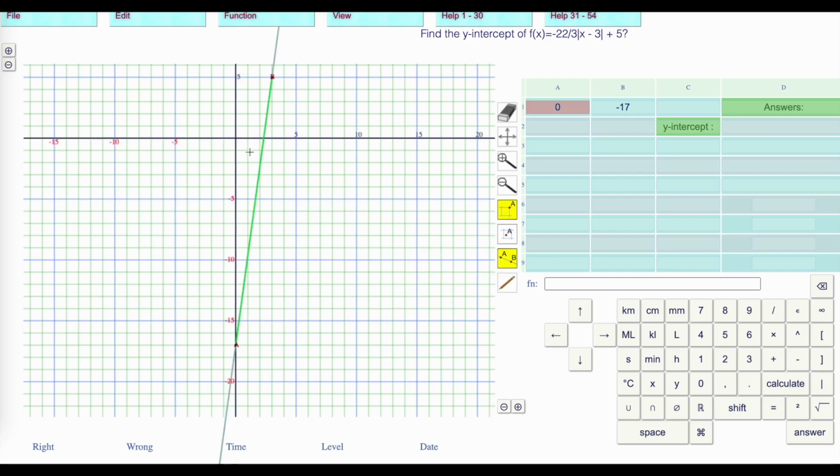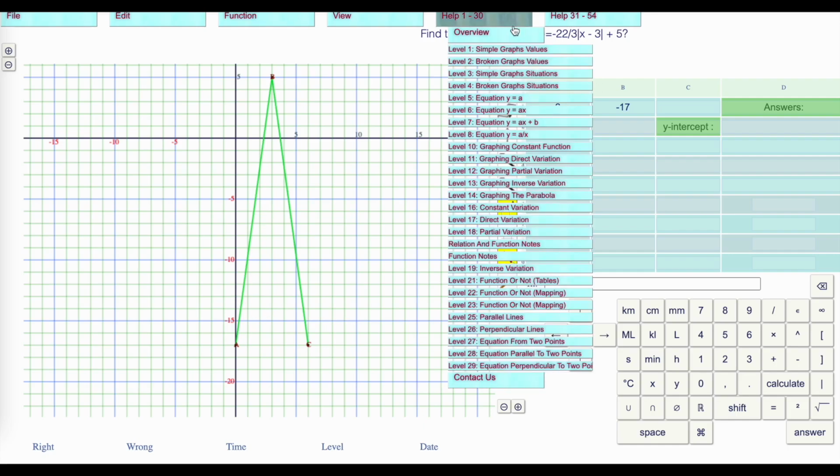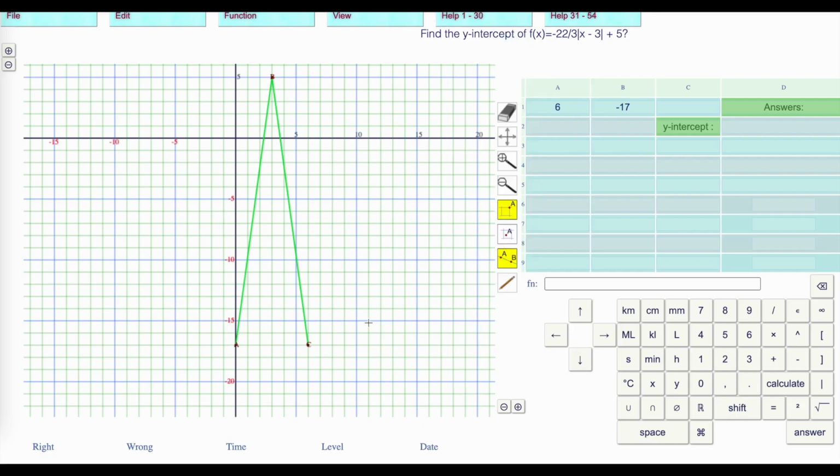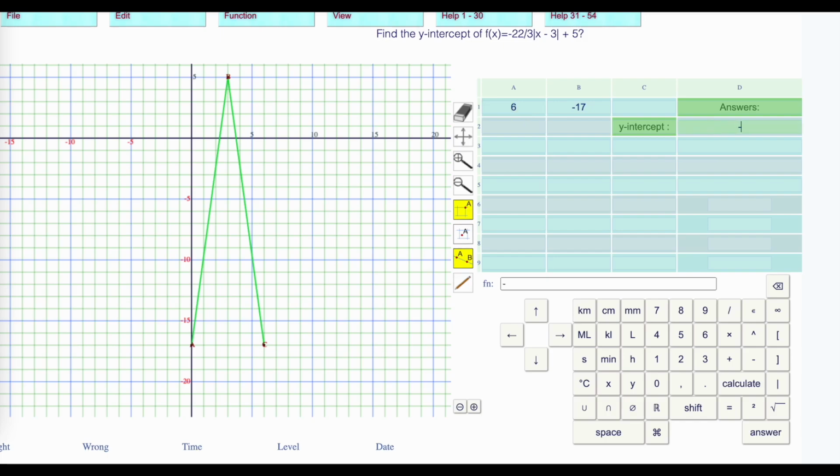Notice we moved over 1, 2, 3 to get to 17. So if we move 3 on the opposite side of that vertex, 1, 2, 3, we're also going to be at negative 17. When x is positive 5, we have negative 9.6. When x is positive 6, we have negative 17. The answer is, the y-intercept is negative 17. It's crossing the y-axis at negative 17. And then we press answer to see if we're right.